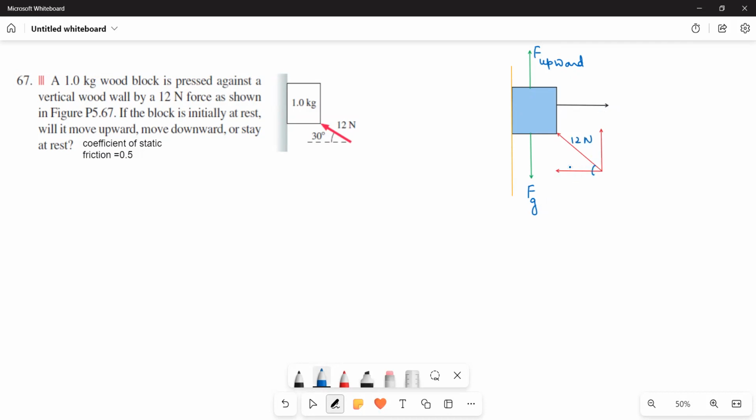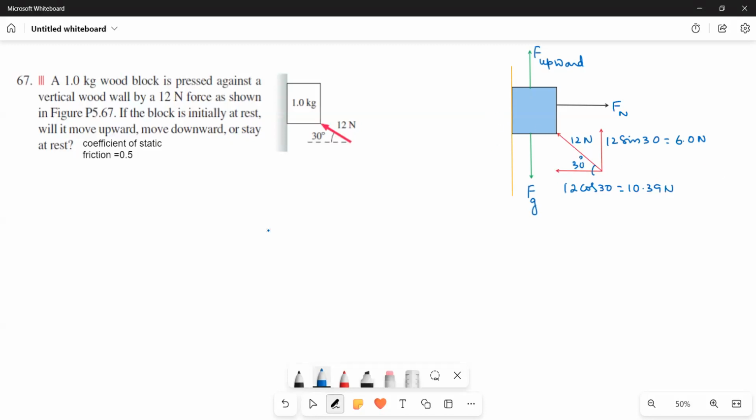And then this is the angle 30 degrees. So this is equal to 12 cos 30, and this will be 12 sin 30. So this is 6 newtons, and 12 cos 30 means 10.39 newtons. This is Fn. Because this is the applied force direction, this is the normal force direction.